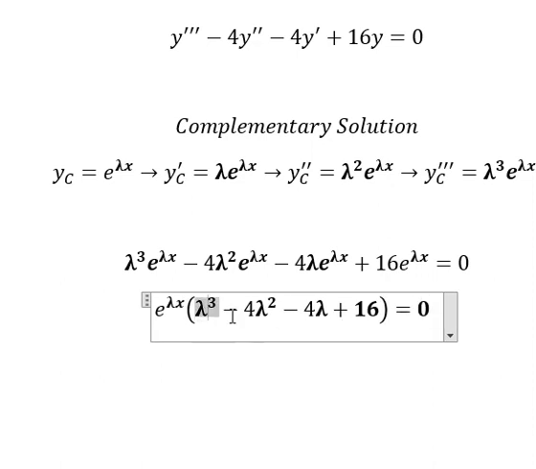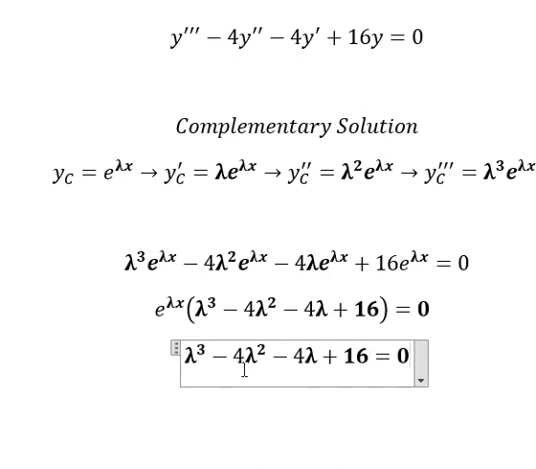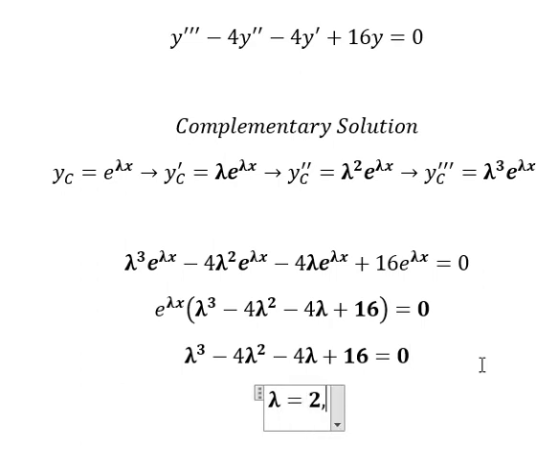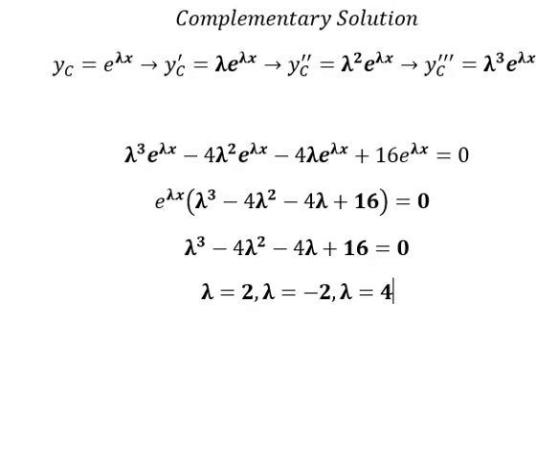Now we need to find the solutions of this one. So for this one, we have lambda equals 2, lambda equals negative 2, lambda equals 4. And now we can get the final answer here.